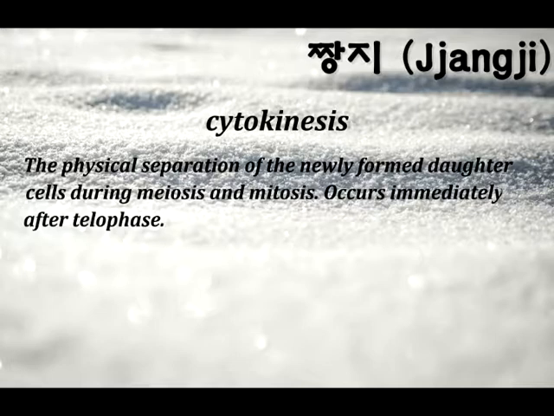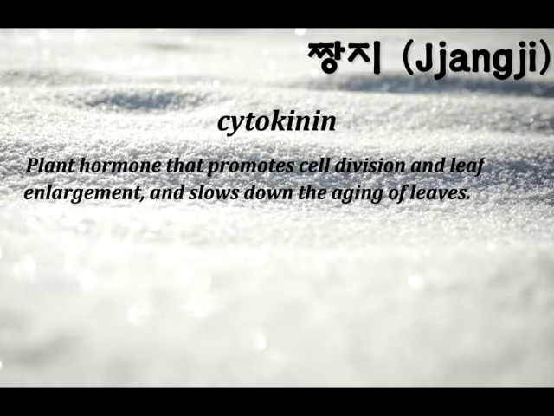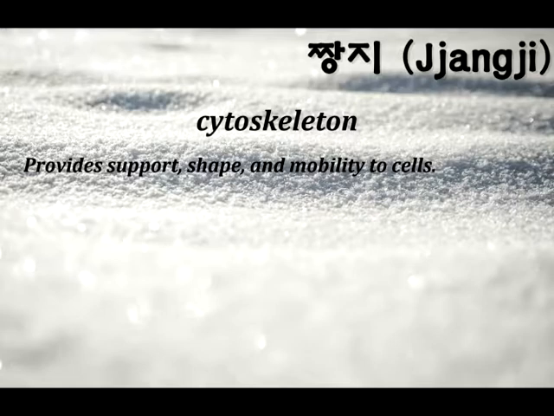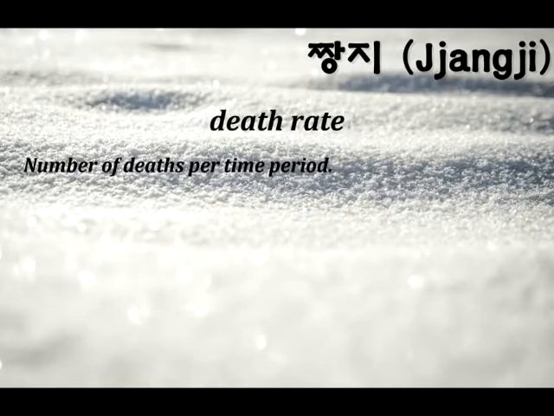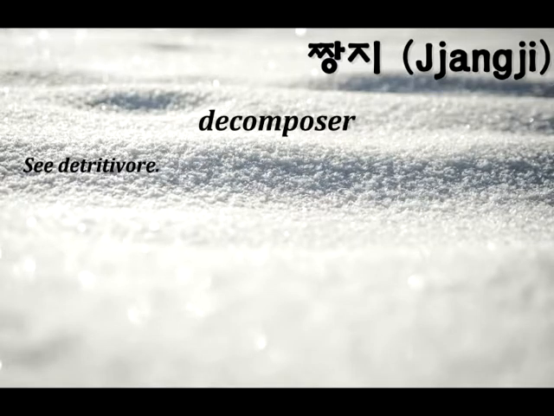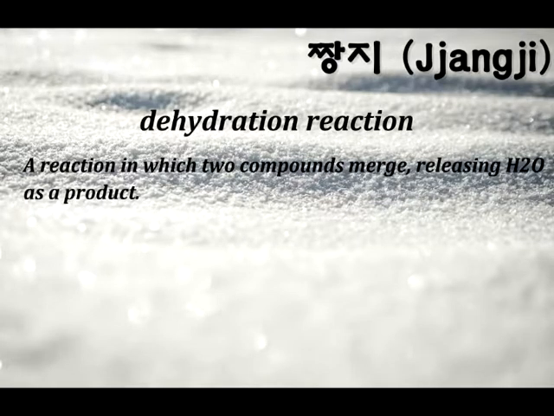It occurs immediately after telophase. Cytokinin: plant hormone that promotes cell division and leaf enlargement, and slows down the aging of leaves. Cytoskeleton: provides support, shape, and mobility to cells. Death rate: number of deaths per time period. Decomposer: see detritivore. Dehydration reaction: a reaction in which two compounds merge, releasing H2O as a product.